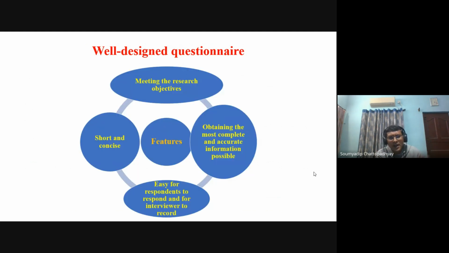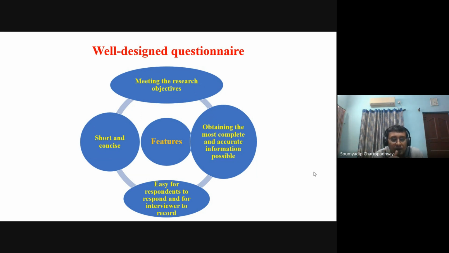Okay. Now, having said this, although as I mentioned there is no theoretical base for how a questionnaire can be designed, we can think of these characteristics, these traits, these features of a well-designed questionnaire. First feature is obviously that a questionnaire is considered well-designed if it is meeting the research objectives. And the second important aspect, it should give you the most complete and accurate information possible. I'll give you some examples later on of what exactly is meant by complete and accurate information.